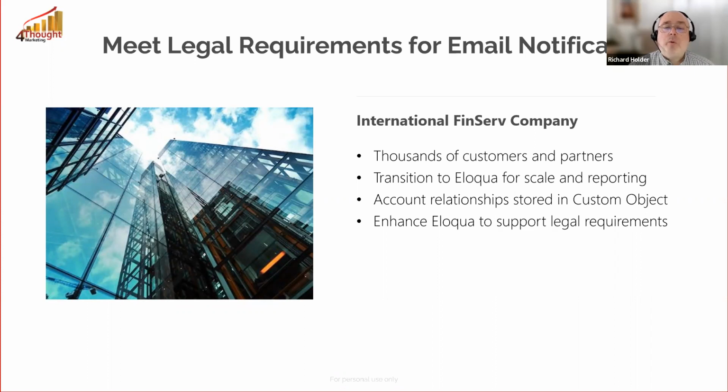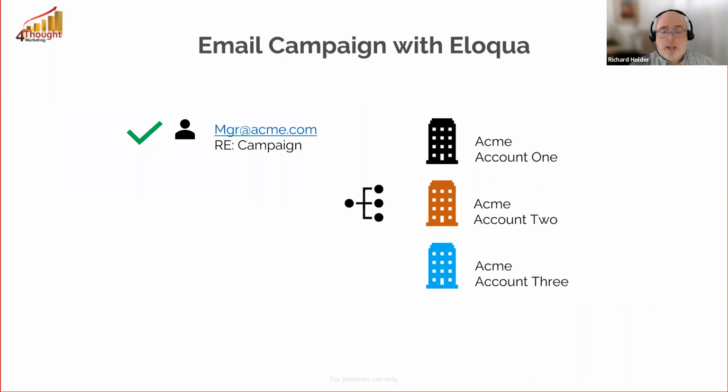The special legal requirement was that because it was making announcements of changes like pricing changes or an agreement change, the legal team wanted to make sure that each contact for each account received a copy of that email. So that's not something that comes out of the box with Eloqua, and so they were looking for solutions. These account and contact details are stored in a custom object, so the information is available to Eloqua, it just can't use it directly.